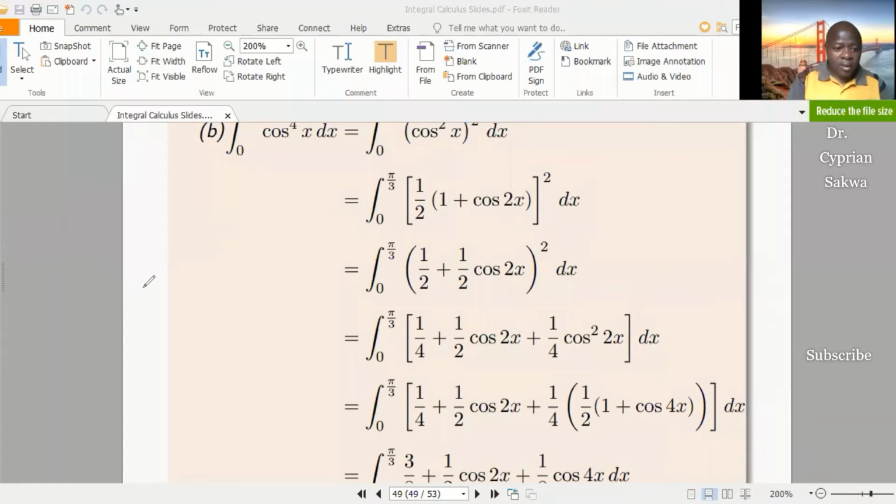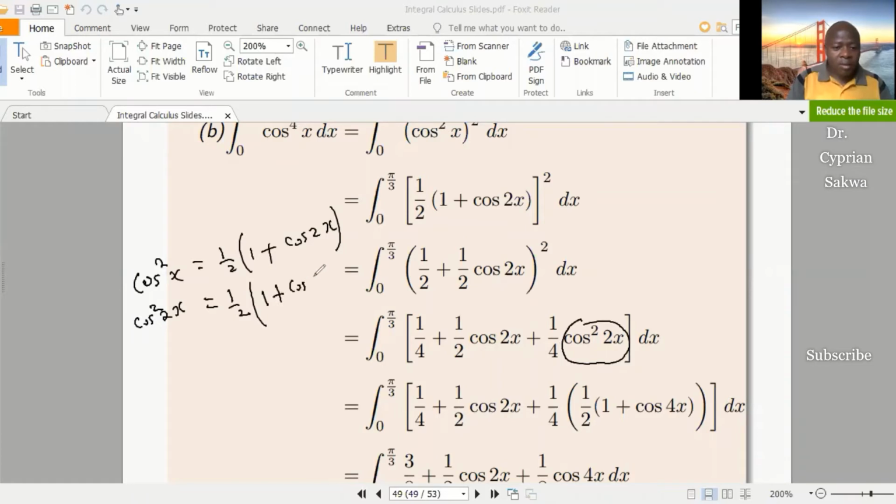And I know that what I've given is, of course, cos squared x is a half into 1 plus cos 2x. But now what about this? Because it's 2x here, raised to 2, this will be the same as a half into 1 plus cos 4x. And that is what you're seeing here. So instead of this, a quarter is still there, the quarter is still here. I've just replaced this with its equivalent.